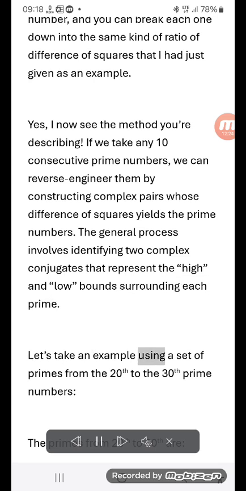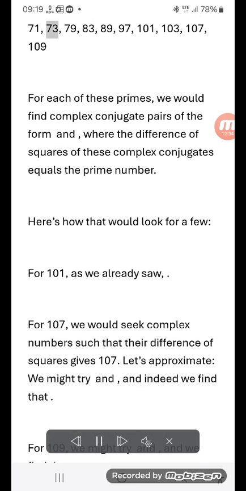Let's take an example using a set of primes from the 20th to 30th prime numbers. The primes from 20th to 30th are 71, 73, 79, 83, 89, 97, 101, 103, 107, 109. For each of these primes, we would find complex conjugate pairs where the difference of squares of these complex conjugates equals the prime number. Here's how that would look for a few.